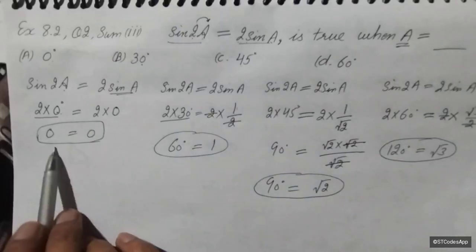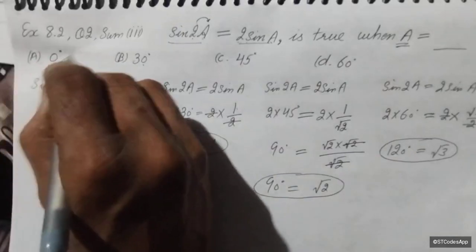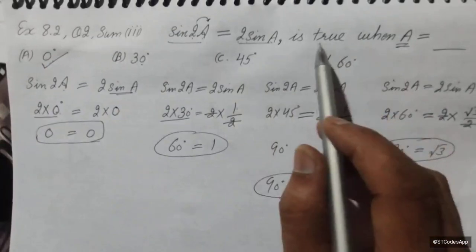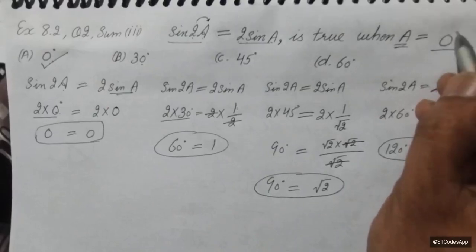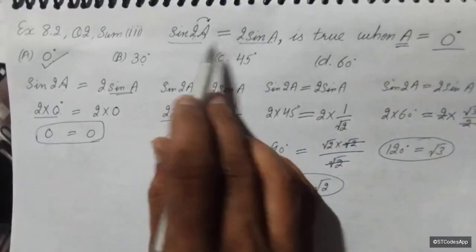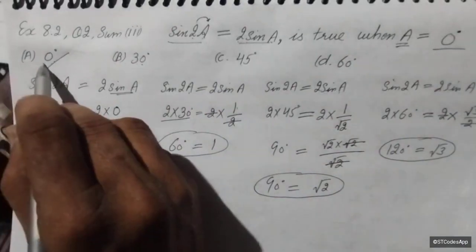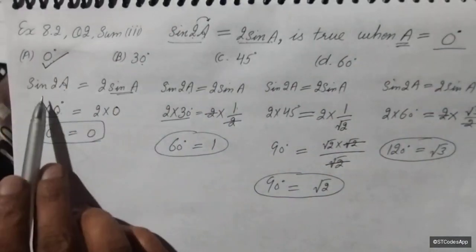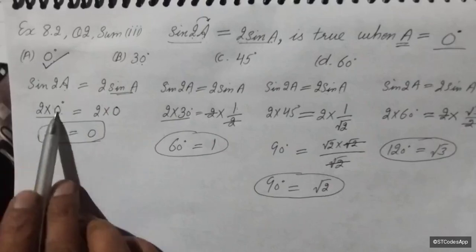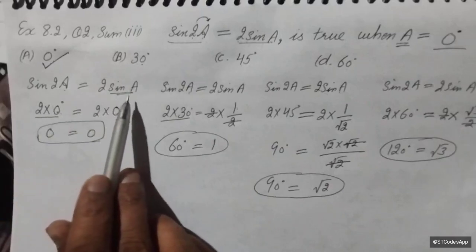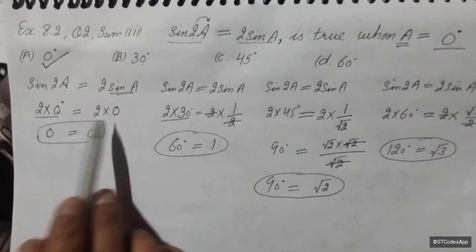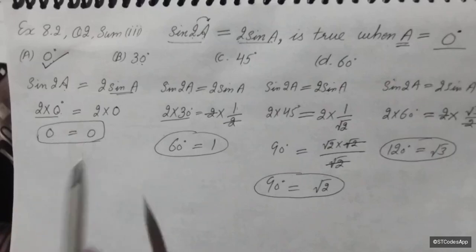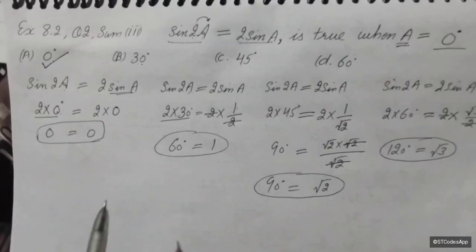That is 0 degree. So the first option is correct. When we use the angle 0 degree, both sides are equal. So that is the correct answer, 0 degree. When the angle is 0 degree, the value of sine a is also 0. So both sides, multiplied by 0, give 0. So the first option is the correct answer.